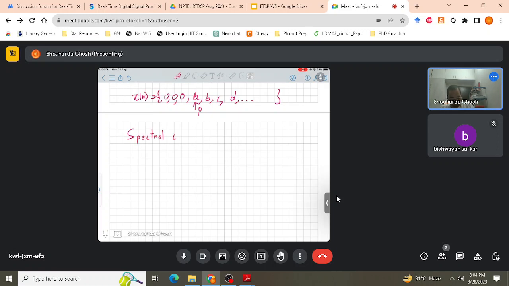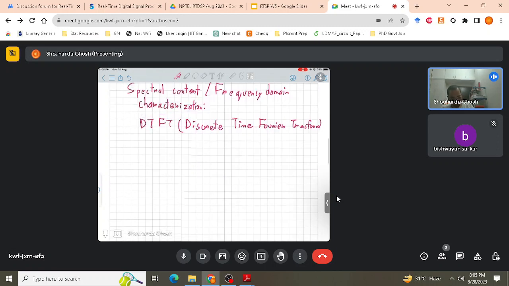spectral content, or the frequency domain characterization, is done by something called the DTFT, or in other words, the discrete time Fourier transform. So how do we define the discrete time Fourier transform?